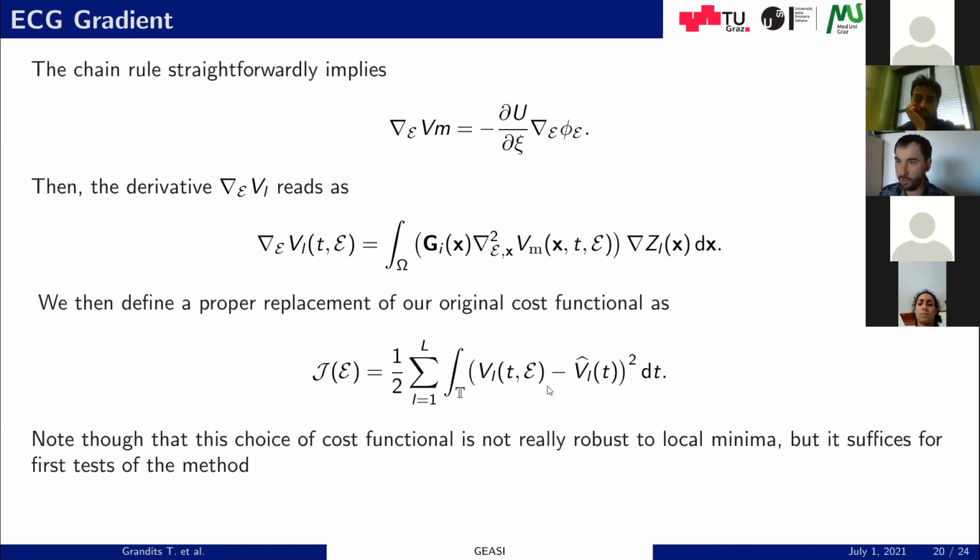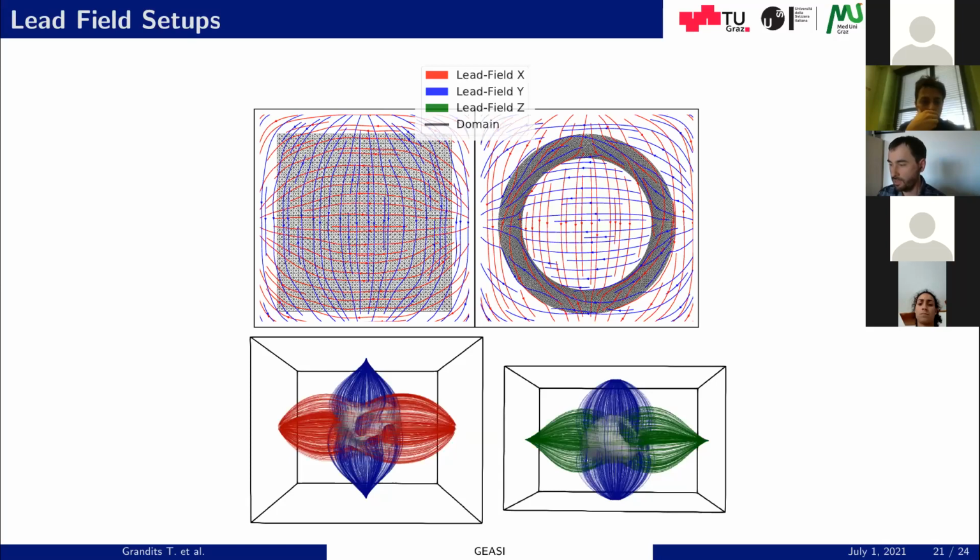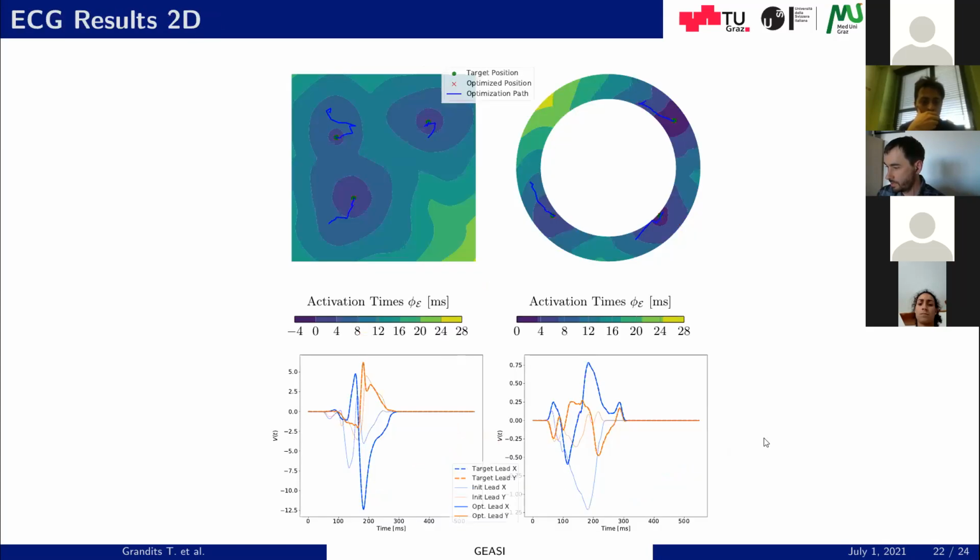In this case, you also need to change your cost functional, since now we don't optimize with respect to the activation times, we optimize with respect to the ECG. For our initial test, we actually use the L2 error on the ECG. This is not really robust and has been shown already to be non-robust, but as an initial test, it sufficed for our experiments. And here you can see the setup of the lead fields that we used. Basically we have 3 axis aligned lead fields, and we embed all models in a cube torso. Here you can see the domain with different lead fields. From this, we get our ECGs on the 2D domain. And actually, in this case, we can find a very good fit.